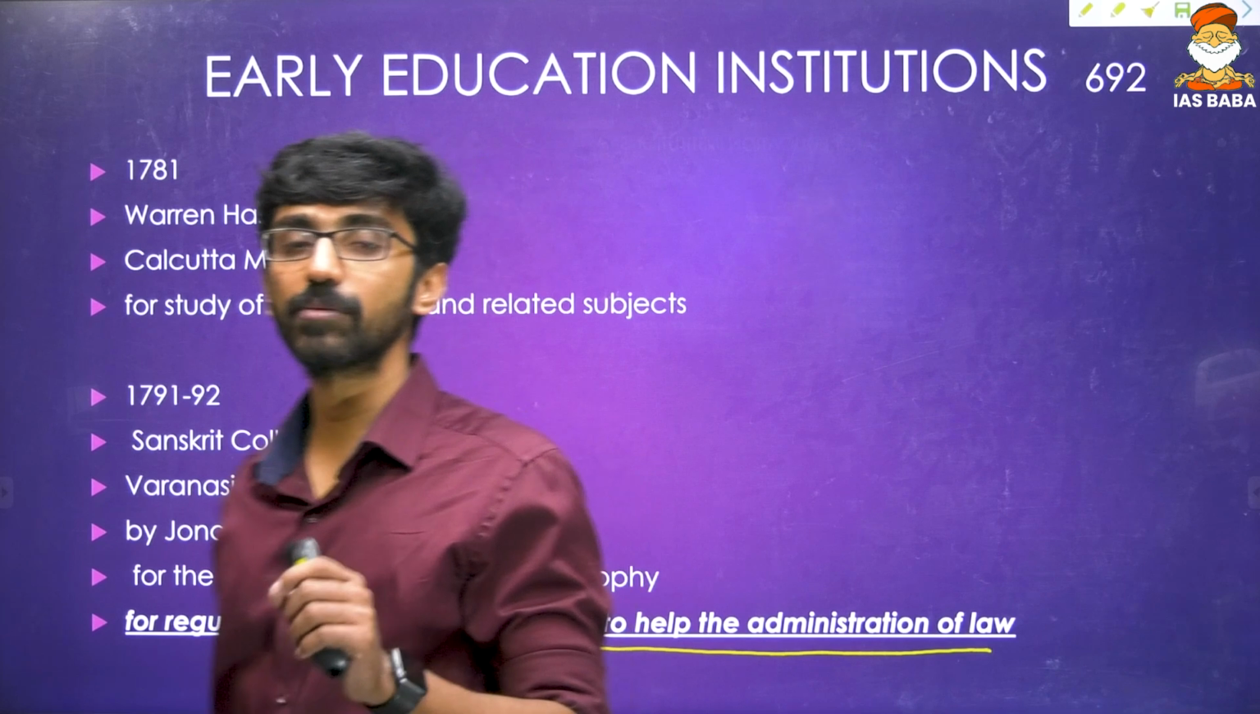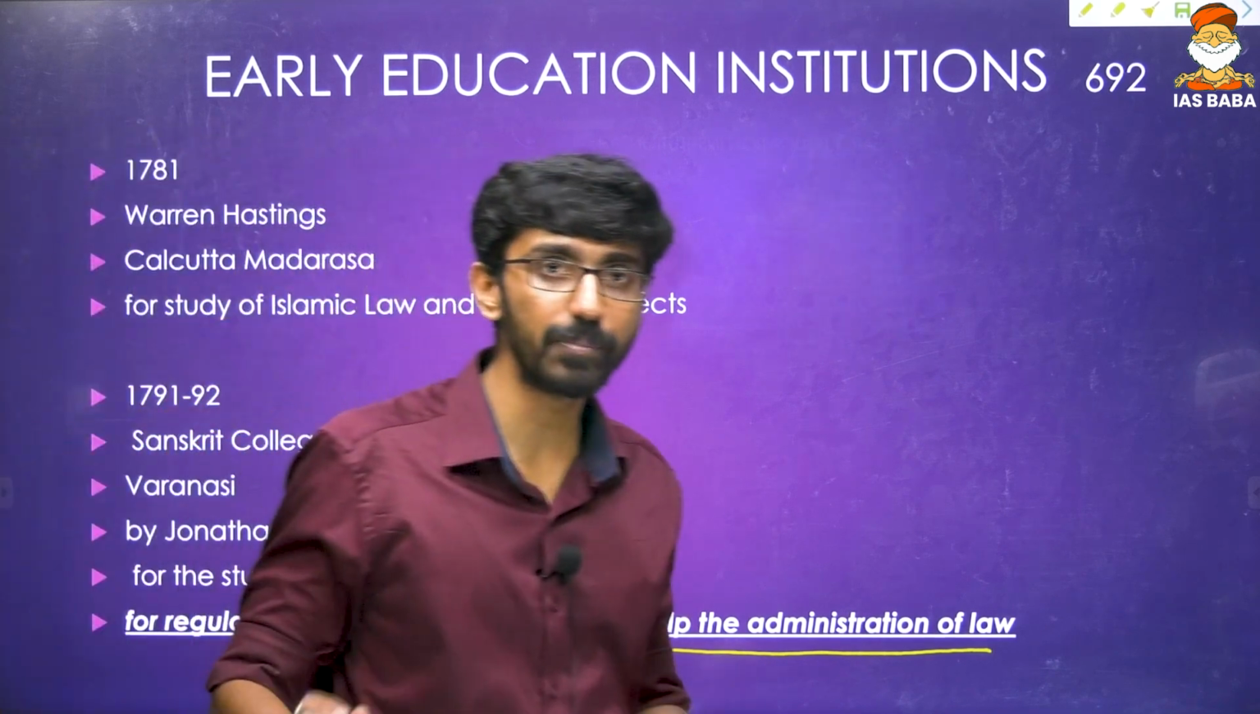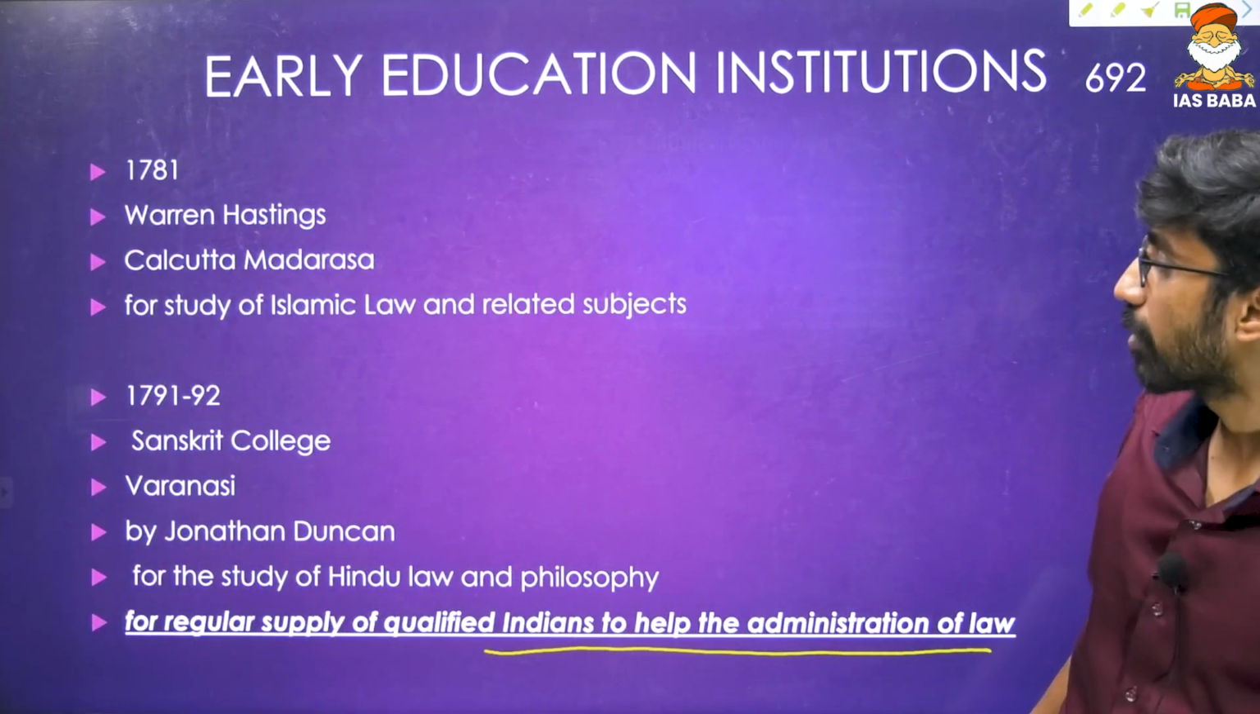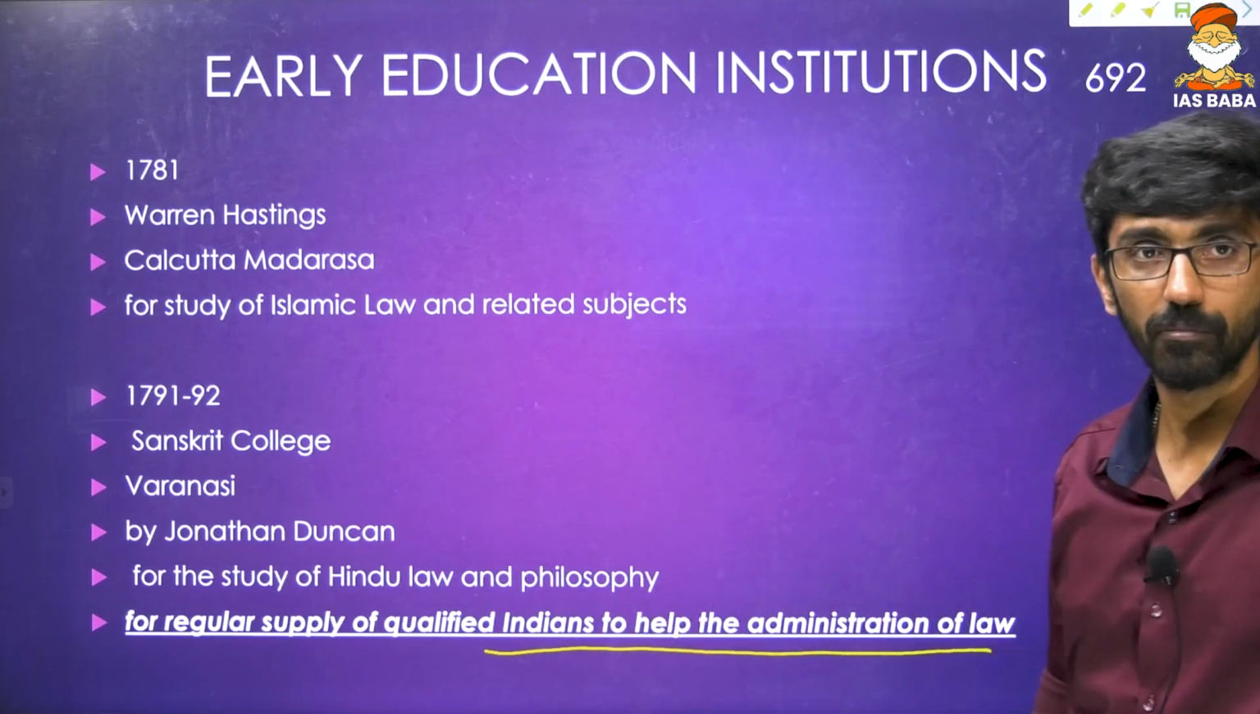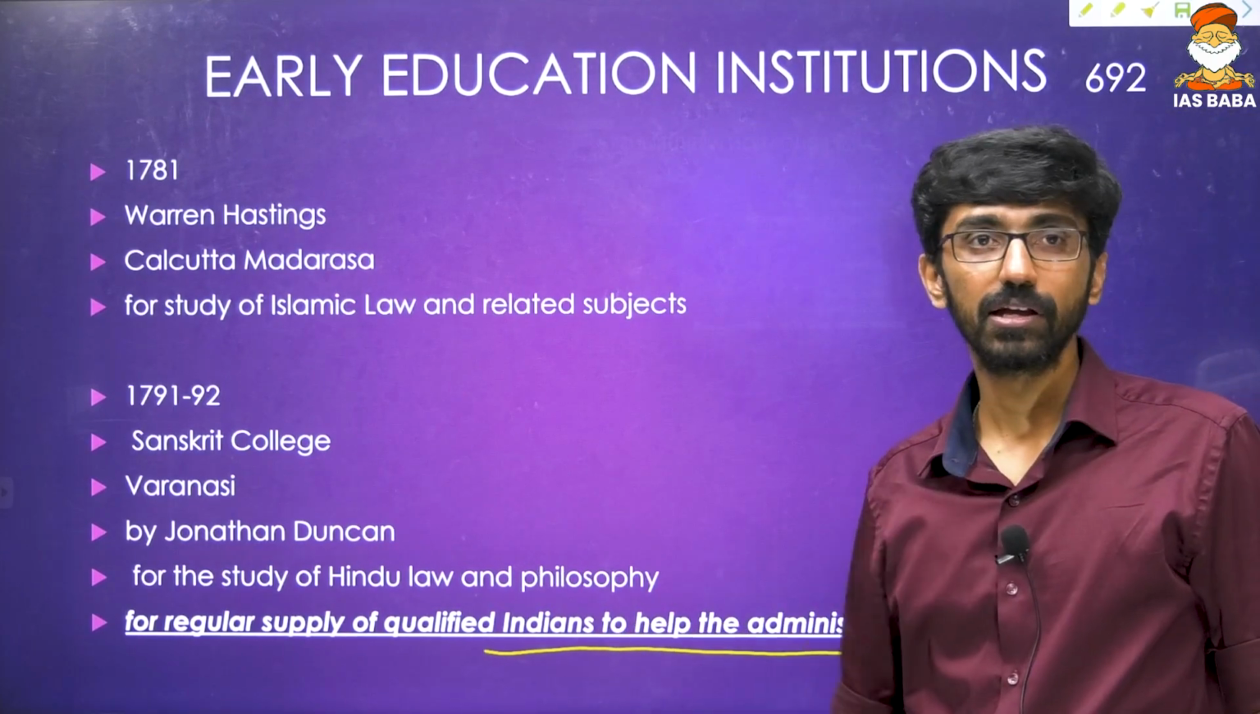And which administration? British administration of law. So they were becoming administrated, particularly in Bengal. So these are all part of Bengal provinces only, Varanasi. Okay, so then again, Calcutta Madrasa, Northwest province also. Okay, so that's 1791, 92, 1781, then in Calcutta Madrasa.